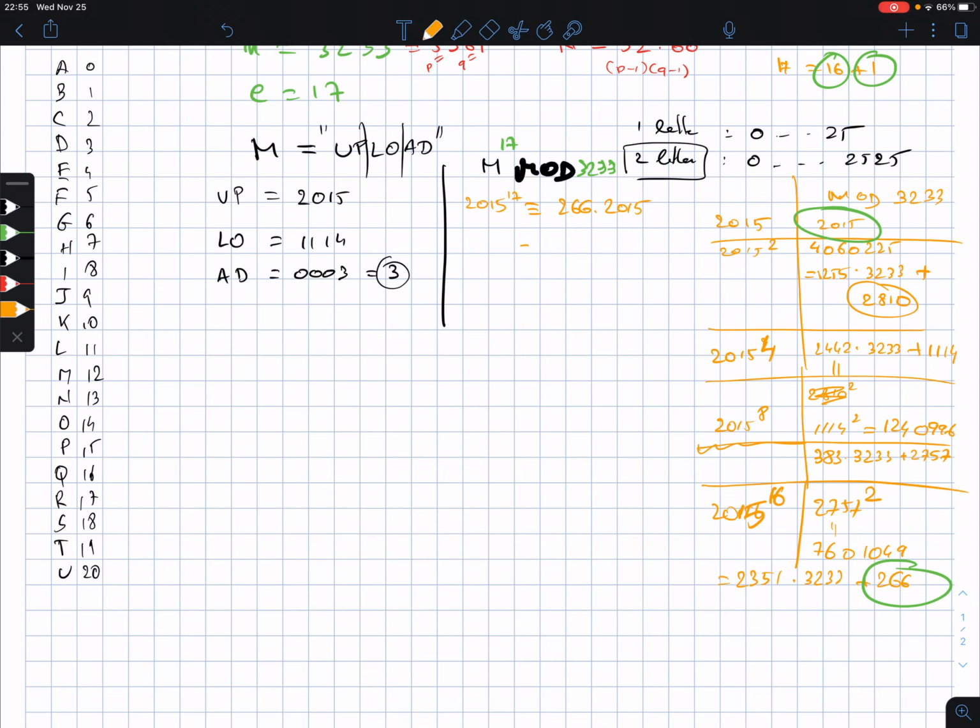266 times 2015, that is 535990 divided by 3233, that is 165 times 3233. That is, then the difference is 535990.